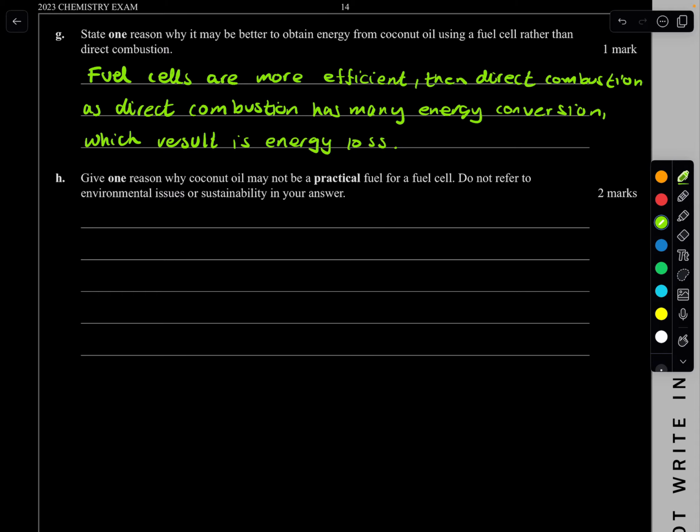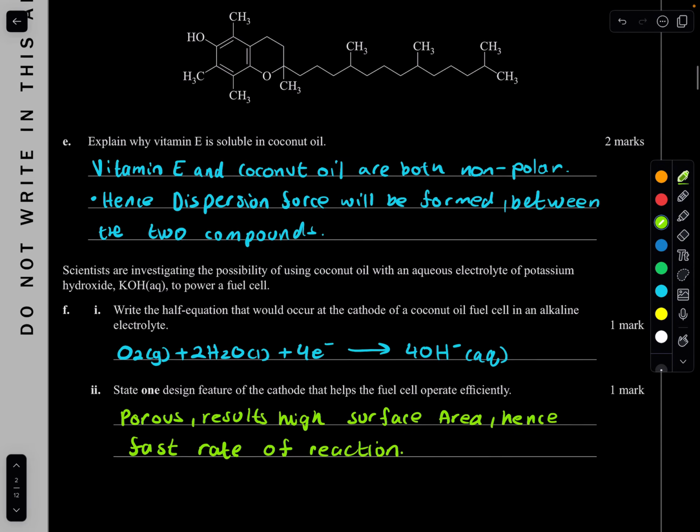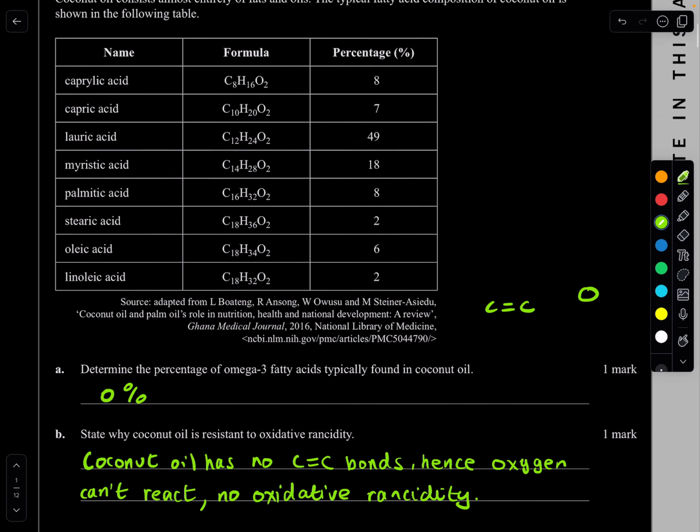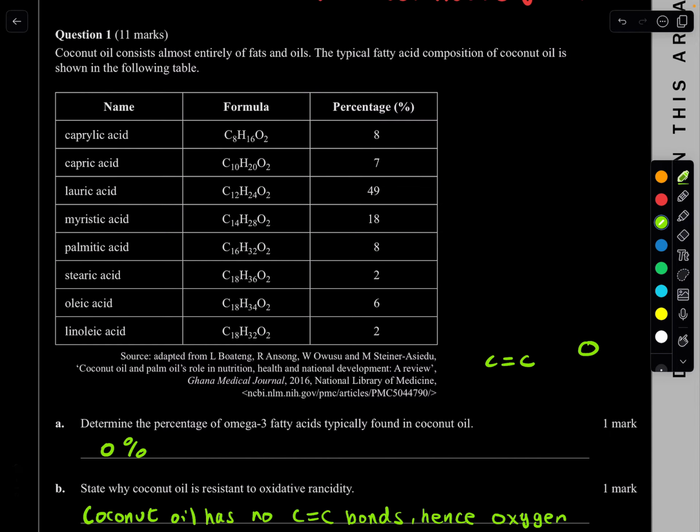I'm trying to think about what we know about this coconut oil. We know that there are no double bonds. Does that help us with anything? Can we say something? Because there are so many things we can say. No, I don't think you can say anything about the double bonds. What can we say? All right, no, I think we can say something.